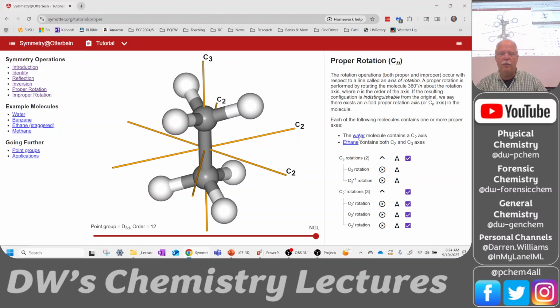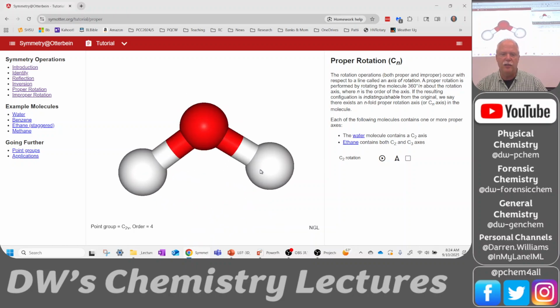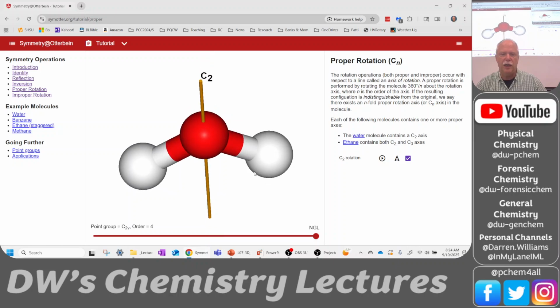The water molecule just has one C2 axis. It's pointing up and down. This is the rotation animation, so we can look down that C2 axis and see the rotation. That's not controversial. Just spin the molecule around an axis.